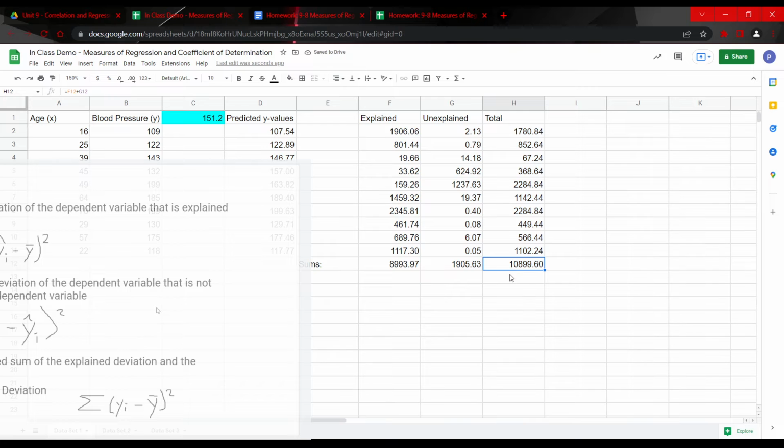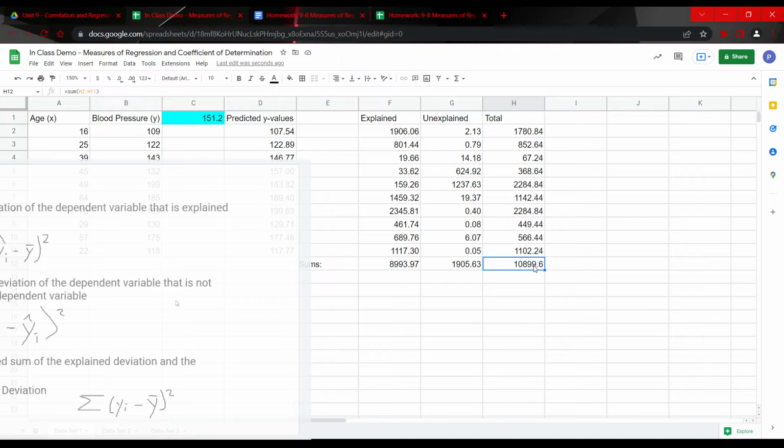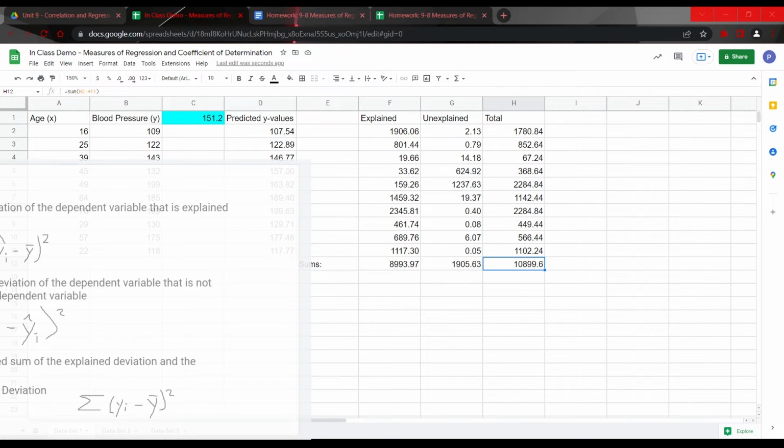If I sum up all of these, I should get pretty much the same number, 10,900. So both methods work. It just depends on what you want to find. If I tell you to only find the unexplained deviation, then this column is all you need. If I ask you to find the explained deviation, this column is all you need. If I ask you to find all three, you don't need to do the total column. You can just do explained, unexplained, and then add up to get the total. So you don't need to do all three for most scenarios, but you should know how to do them.